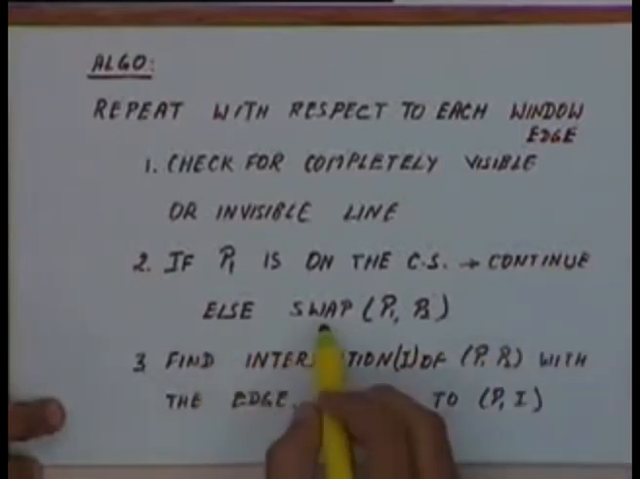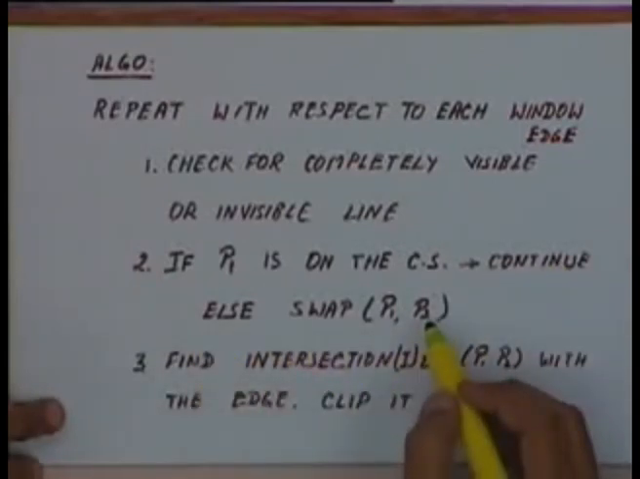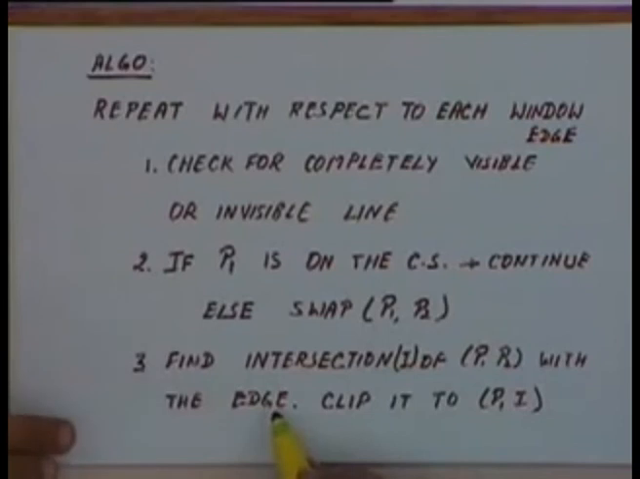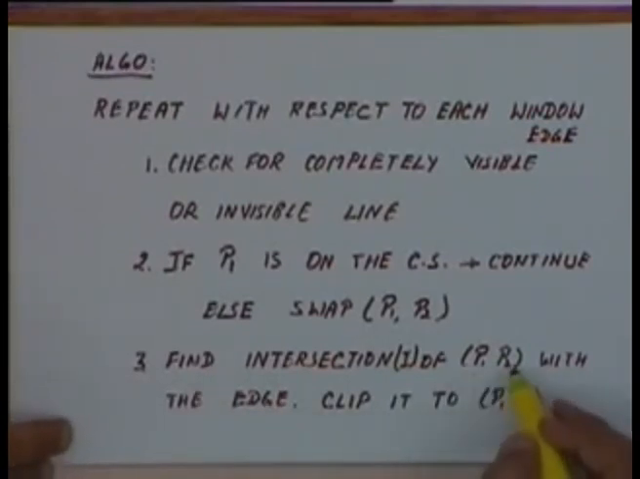So if P1 is on the correct side, continue, else swap P1 and P2. Then find the intersection of P1 P2 with the clipping edge, and clip the line segment P1 P2 to P1 I.